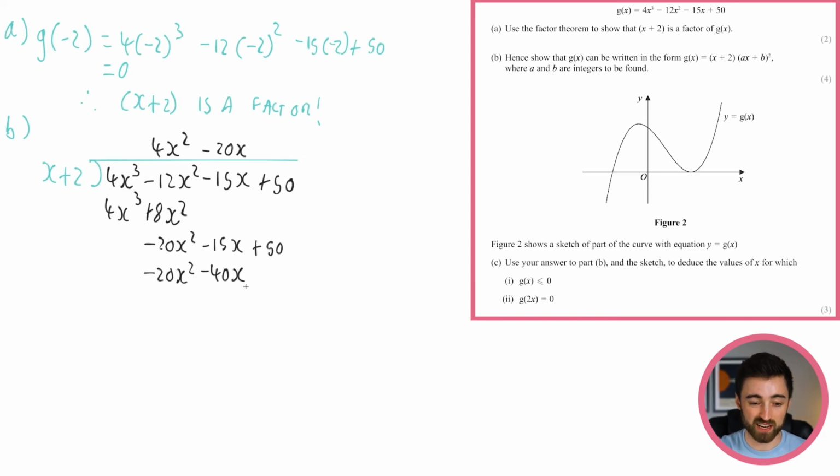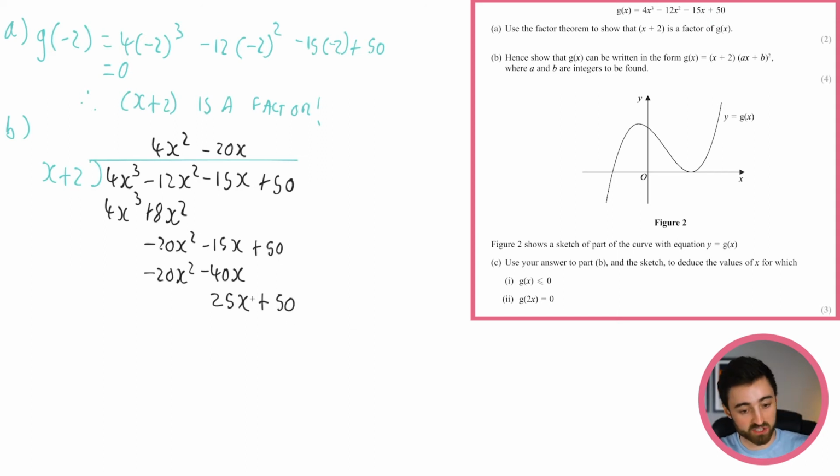I know I'm going through this quickly. I don't want to spend ages on this technique because I'm just doing an exam video. Take these away. Cancels out. Minus 15x minus 40x is going to be positive 25x. And I've still got the 50.